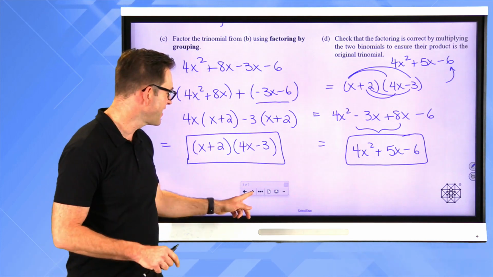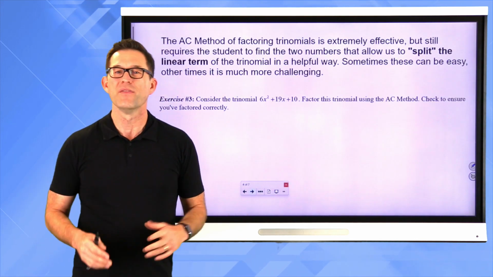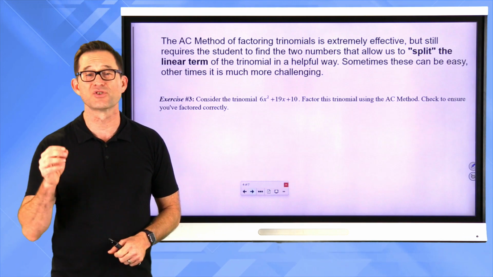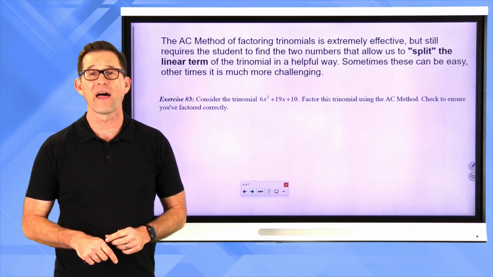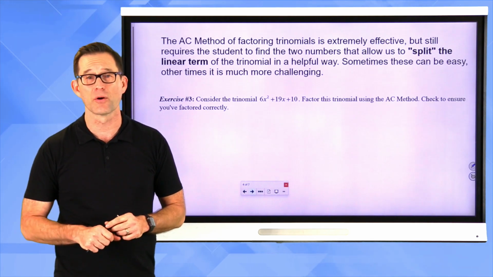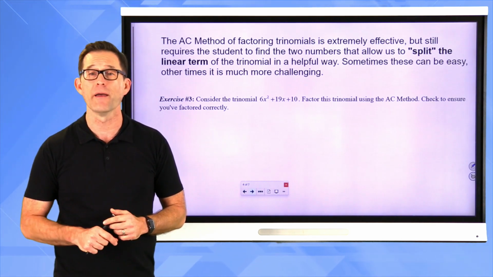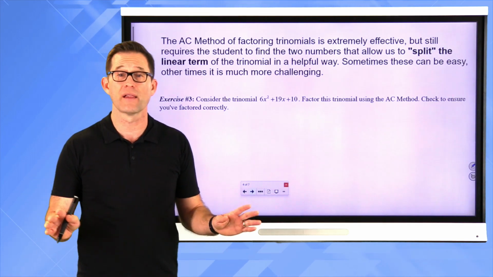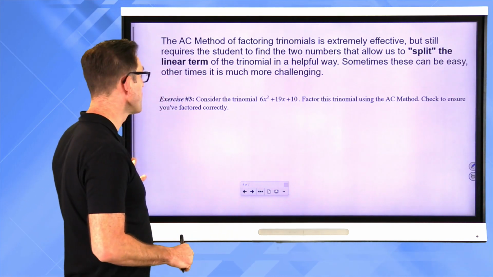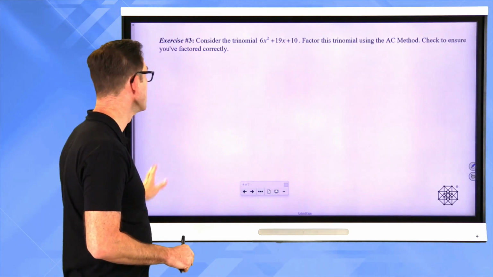All right, let's kind of get into this and see how it's really done. The AC method of factoring trinomials is extremely effective, but still requires the student to find two numbers that allow us to split the linear term of the trinomial in a helpful way. Sometimes these can be easy, other times it is much more challenging. So let's play around with another one just to make sure that we've got this idea.